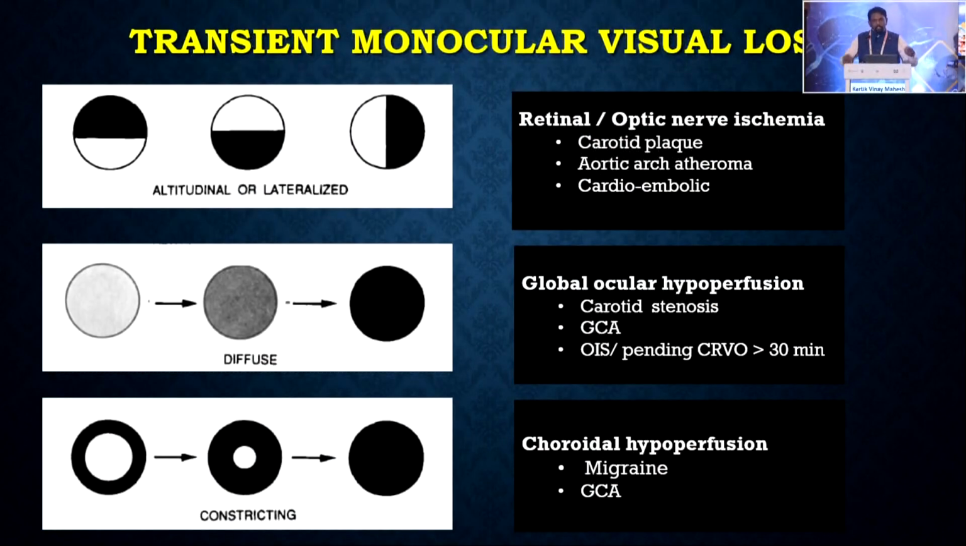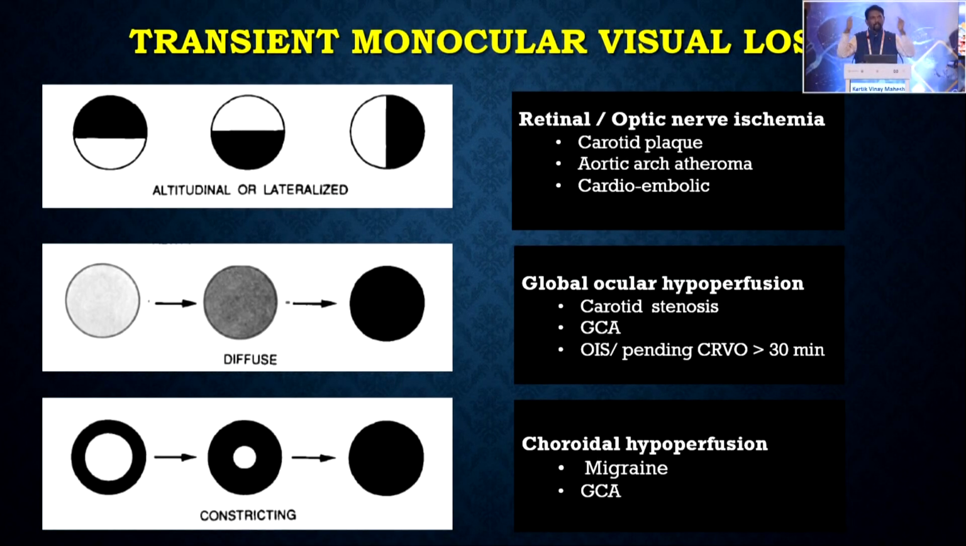So why I'm saying transient monocular vision loss, these are red herrings. These patients are actually giving you time before the diagnosis, before you lose these patients' vision once and for all. Vascular loss of vision is very difficult to get back once that happens. So when a patient actually comes to you with altitudinal or lateralized homonymous vision loss, always think of an emboliform event, like an embolus from the carotid plaque, aortic arch atheromas, or a cardioembolic stroke. These are emboliform events which are involving the central retinal arteries.